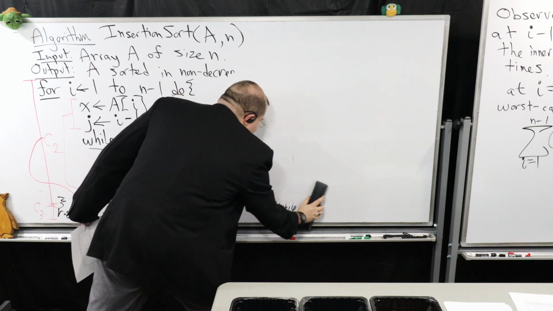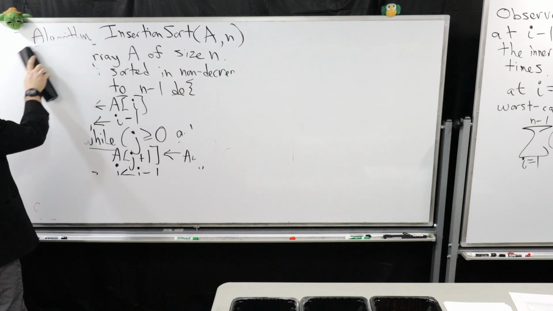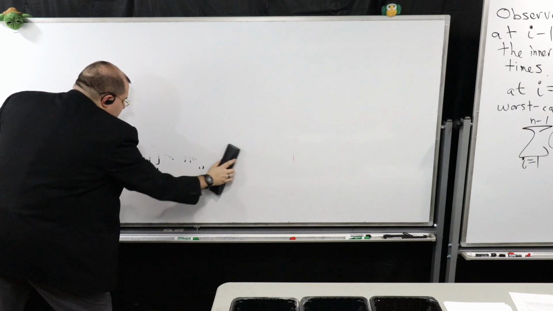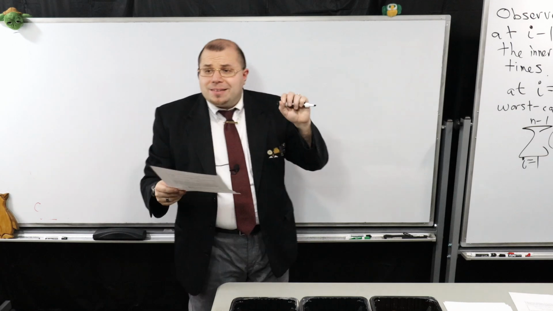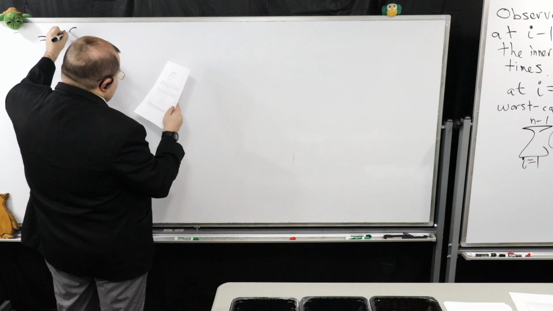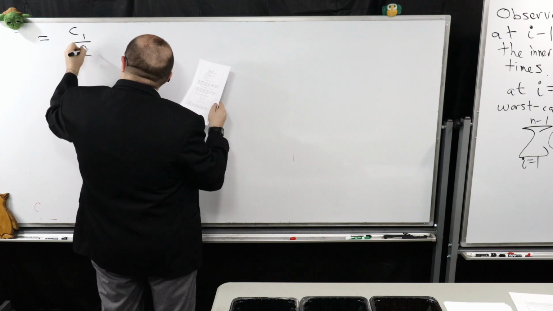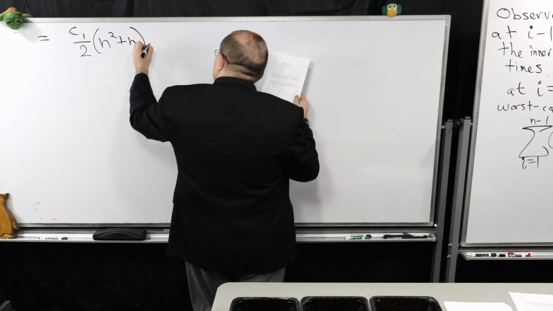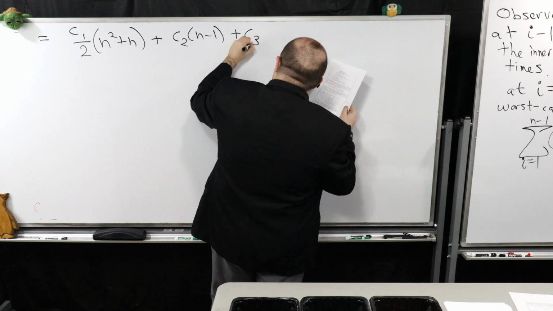Okay, so now let's simplify this down. We're just about to the end. So we're just being very careful. Let me write this out a little bit easier for us. Once you do that, you're going to end up with C1 divided by 2 times n squared plus n, plus C2 times n minus 1, plus C3.